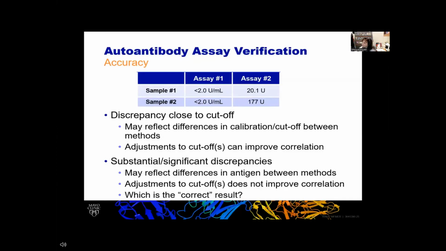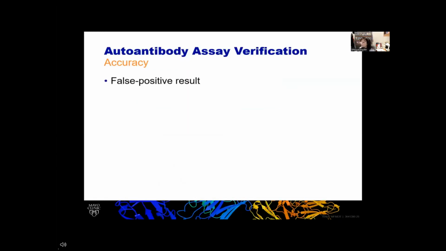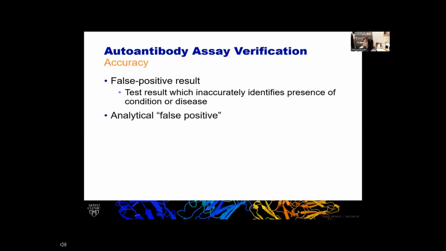Now, I think, though, we should probably stop in our discussion of how we assess for accuracy and really think about what we mean by a false positive or true positive when we think about autoantibody testing in particular. So a false positive result generally is a test result which inaccurately identifies the presence of a condition or a disease. But with autoantibody testing, maybe we need to think about this a little bit differently, in the sense that I think you can have an analytical false positive, which is different from a clinical false positive. So what do I mean by these two?